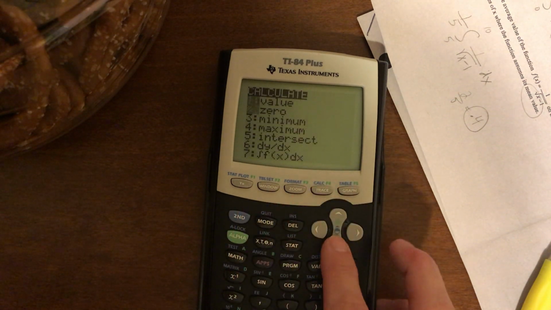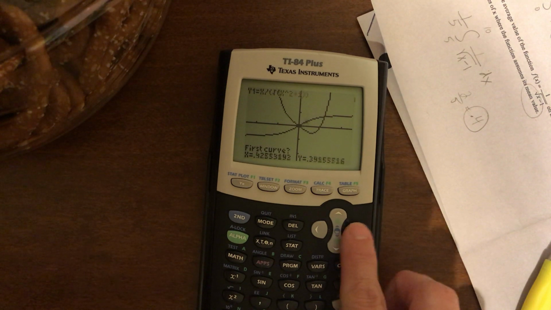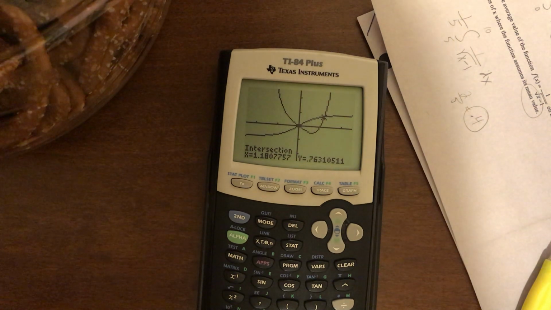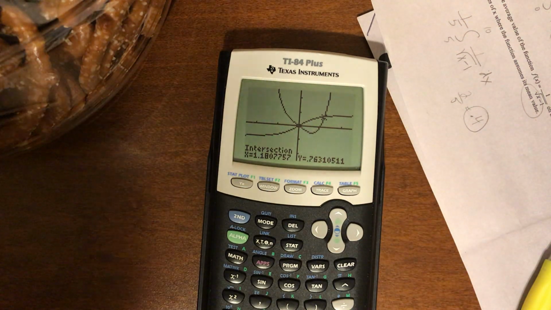Do it again for your other intersection. Go closer to that other intersection so it doesn't go back to 0. First curve, second curve, and then it looks like my intersection is 1.1807776. So make sure you're going out to probably 6 decimal places like your teacher asked.